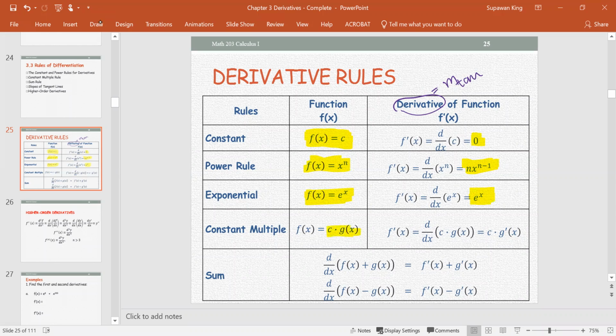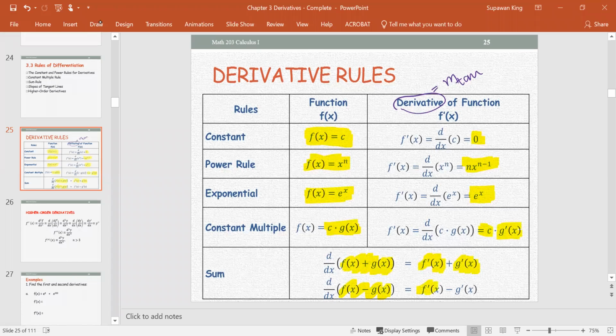Next, the constant multiple rule. If f of x is c times the function g, the derivative is c times the derivative of g, or c times g prime. Sum rule: the derivative of the sum of two functions is the sum of the two derivatives, which is similar to the difference version. So the derivative of f minus g is the same as the difference of the derivative of f and the derivative of g.